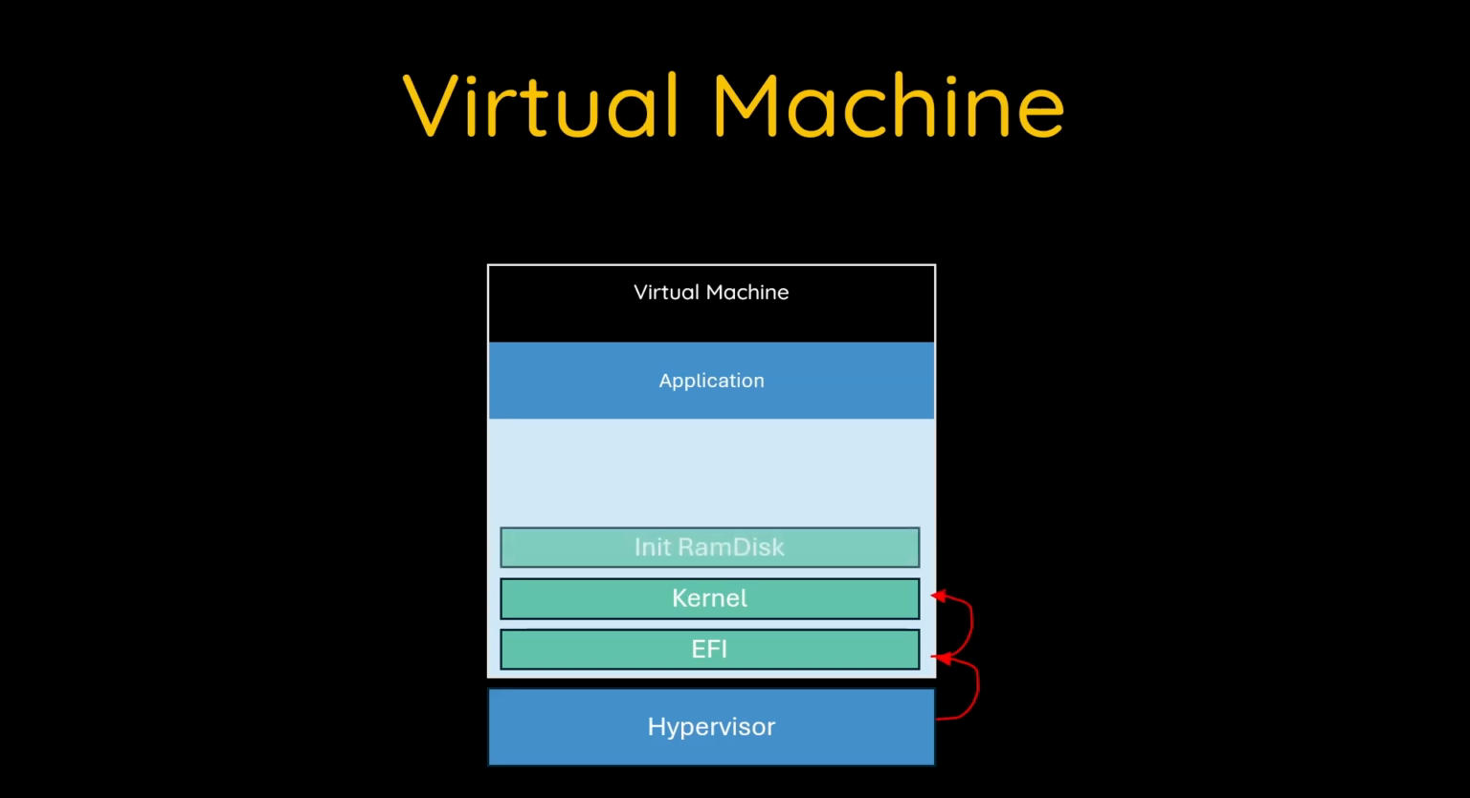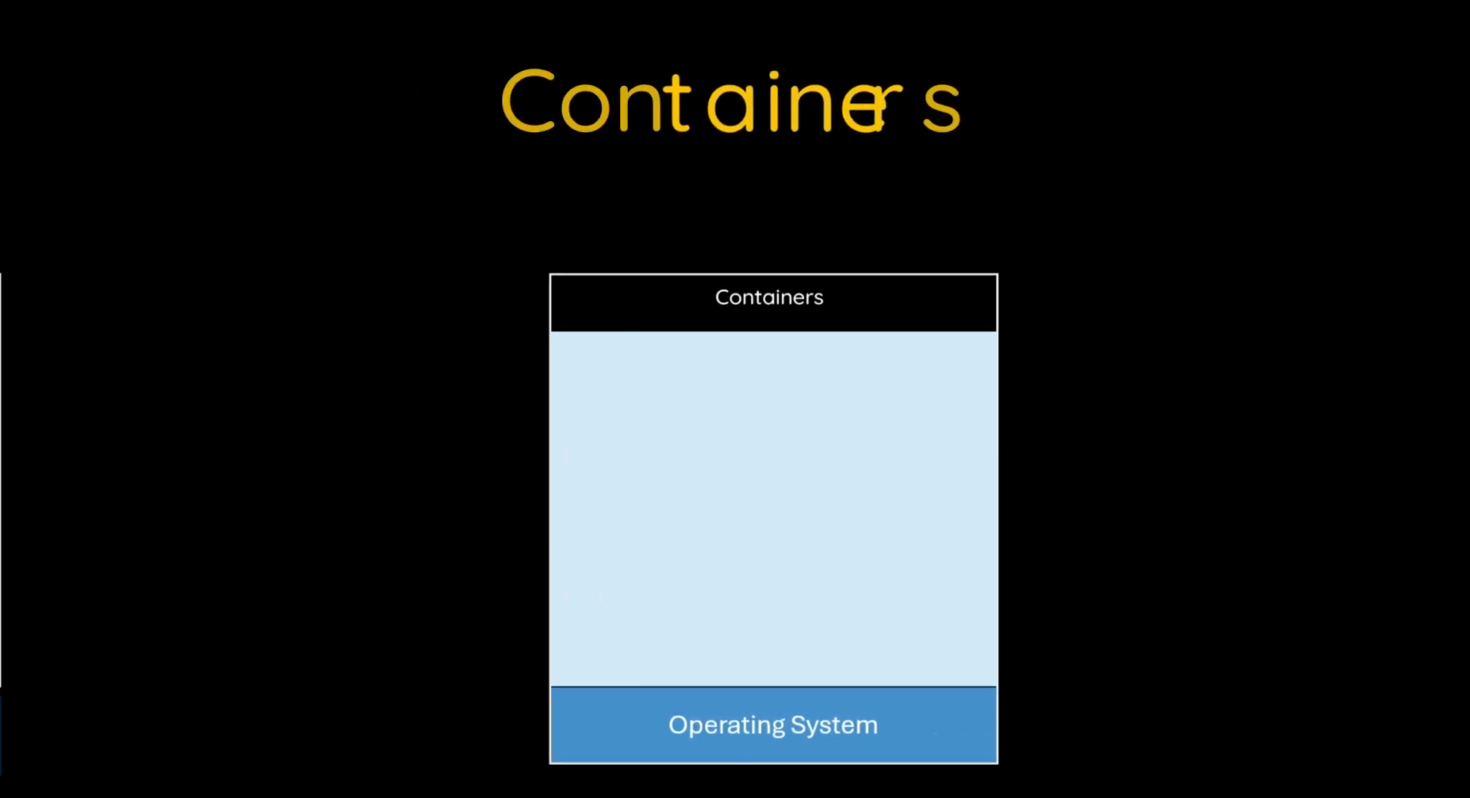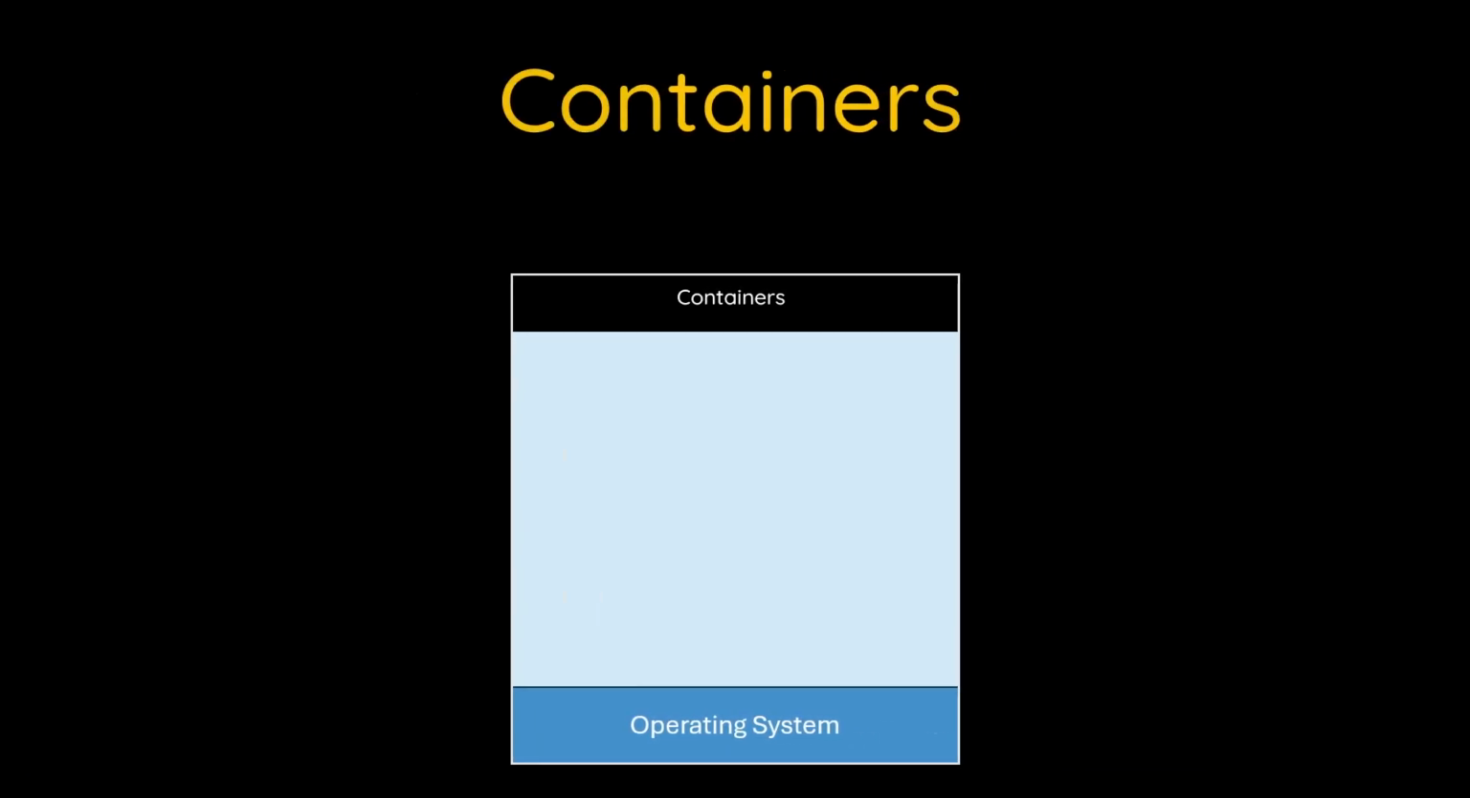Once the kernel and the RAM disk are loaded, the system starts the init process, which on modern Linux systems is usually systemd. From there, systemd launches all the required services like networking, logging, and security features. And finally, your application starts running on top of the fully initialized operating system. This entire chain explains why VMs can take tens of seconds or even minutes to boot, consuming gigabytes of RAM and disk space along the way.